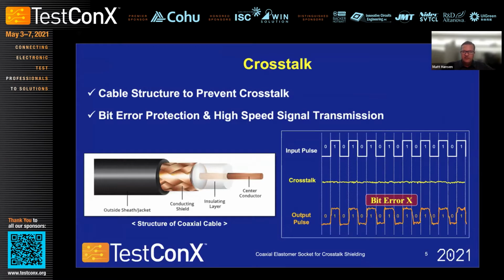Everyone's familiar with the standard coaxial cable that you might find in your home. This consists of a shielding layer, an insulating layer, and a center conductor. We use this for very high data rates in our homes for cable TV, for example, or for our ISP, internet service provider.